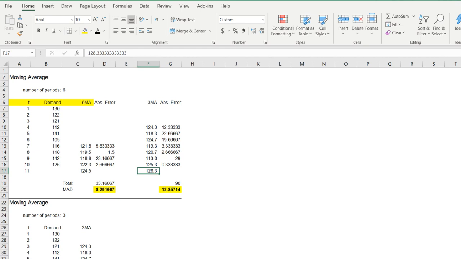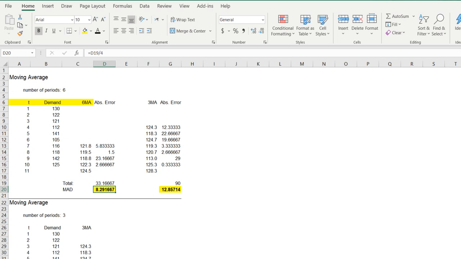Our first forecast is off by as much as 8 units. So it's anywhere from, let's say, 116 to 132. This one, 128 minus 13, anywhere from 115 all the way up to 140. Okay, so that's how the moving averages work.